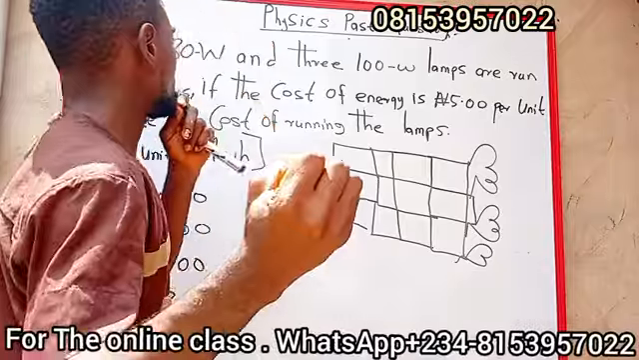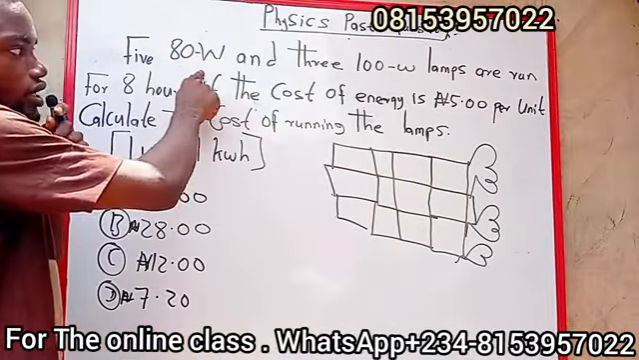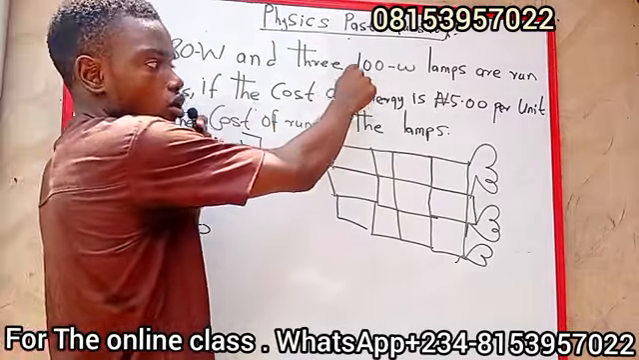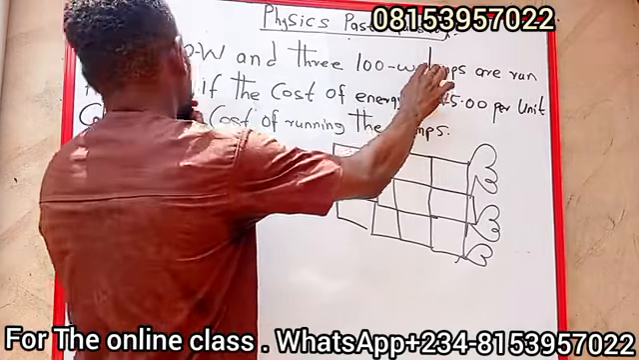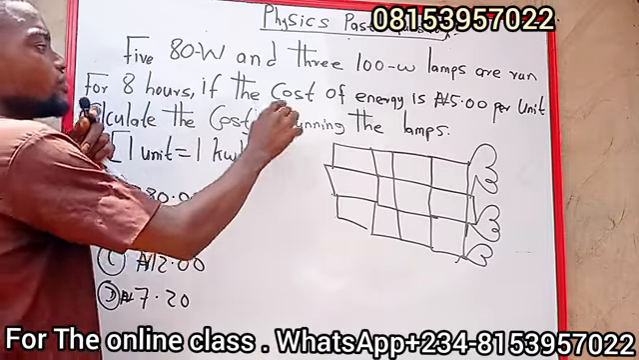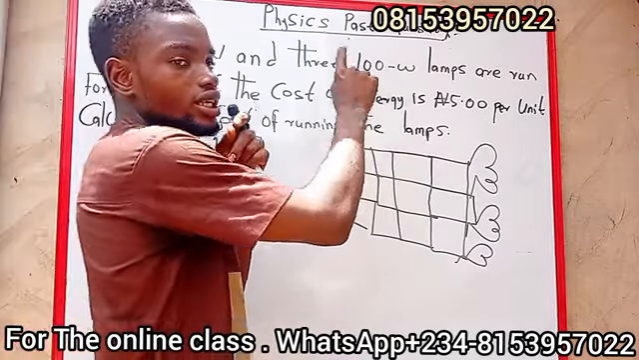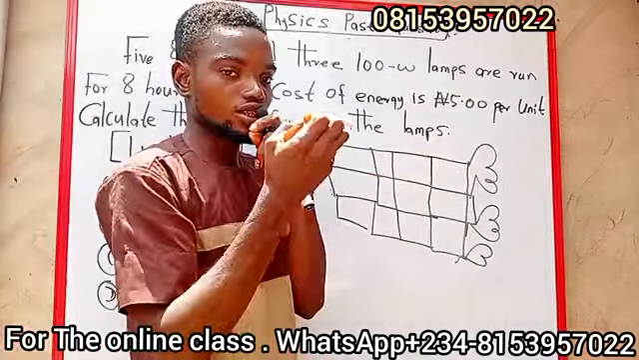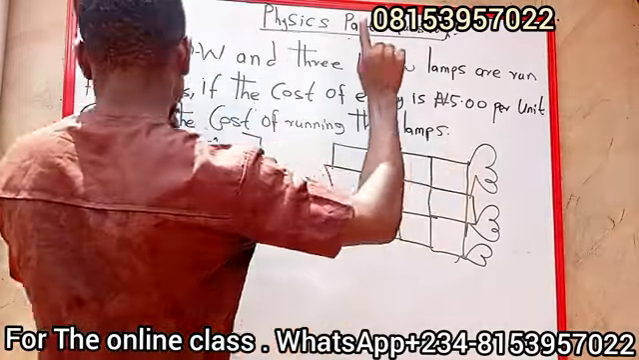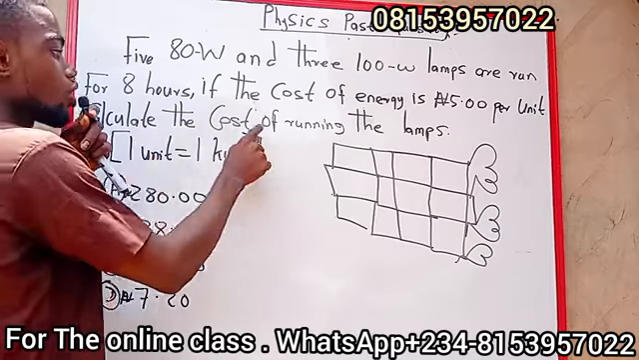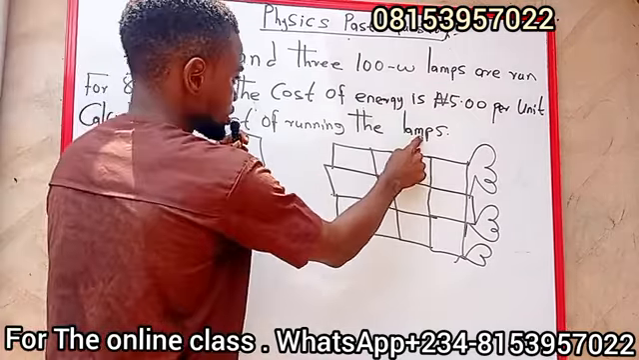All right, so I believe you can solve this. It says 580 watts and 300 watts lamps are run for 8 hours. If the cost of energy is 5 naira, which does not exist, 5 naira per unit, calculate the cost of running the lamps.